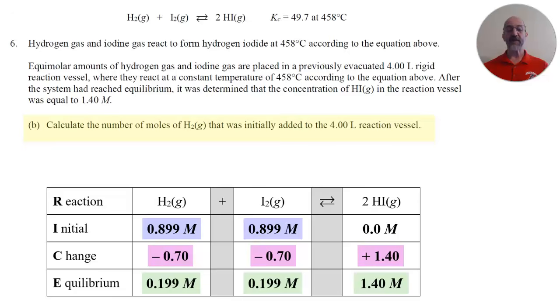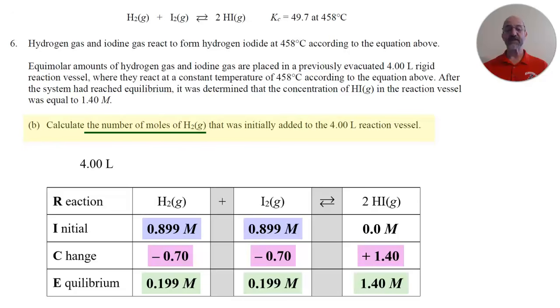Now, you might think that that is the final answer to part B, but this is a molarity. This is not the number of moles. And also, this is not a 1-liter vessel. This is actually a 4-liter reaction vessel. So because it's a 4-liter reaction vessel, we take 4 liters. Remember that molarity is moles per liter.